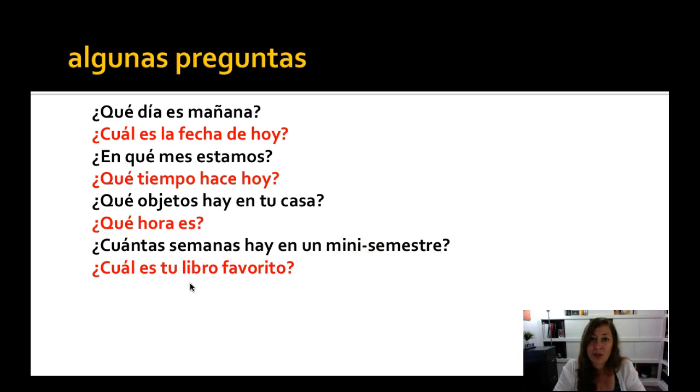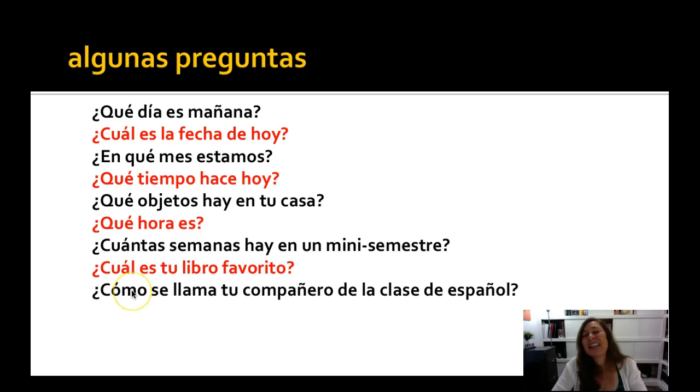¿Cuál es tu libro favorito? This word, ¿cuál? We've seen qué, en, cuántas, cómo, dónde. What is cuál? Cuál is which, right? So, in Spanish, when we have a verb next, we use cuál instead of qué. So, ¿cuál es tu libro favorito? Mi libro favorito es Mosaicos. ¿Cómo se llama tu compañero de la clase de español? Mi compañero de la clase de español se llama Juan o se llama María.